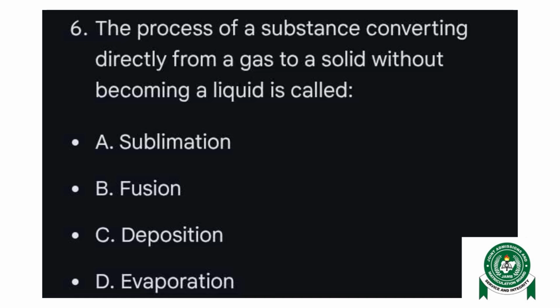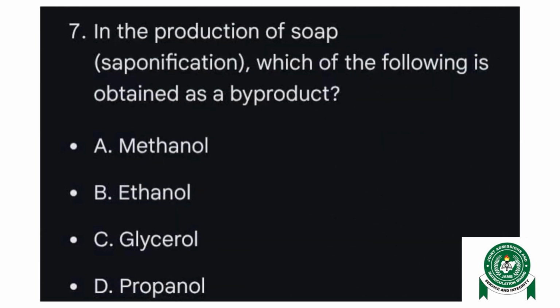We'll move on to the next question. The next question is on organic chemistry and it's a question everybody will want to know. Now, if you write JAMB in 2026, you might not escape this question. You must definitely see this question in your exam. It says, in the production of soap, which is saponification, which of the following is obtained as a byproduct?